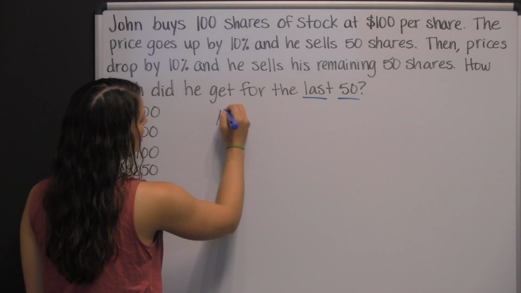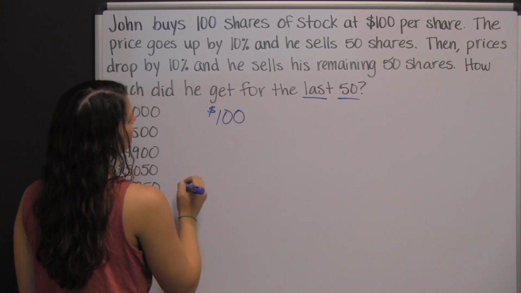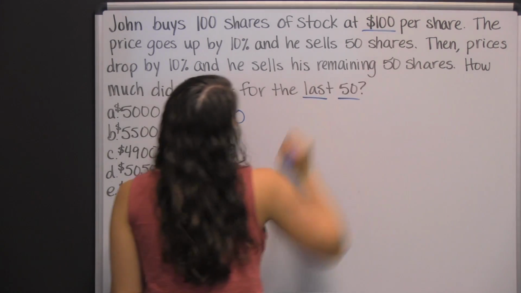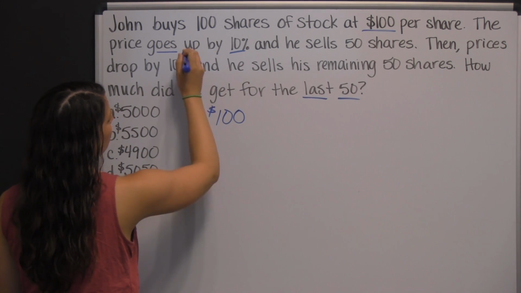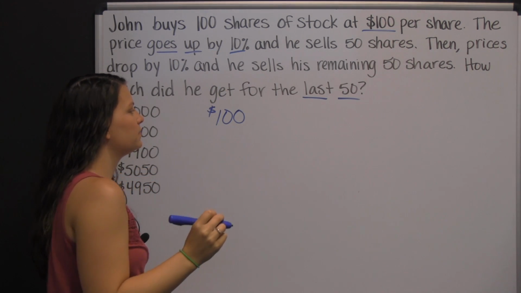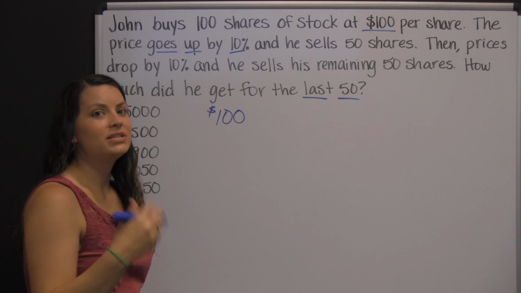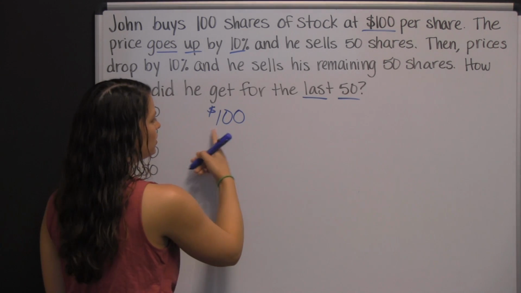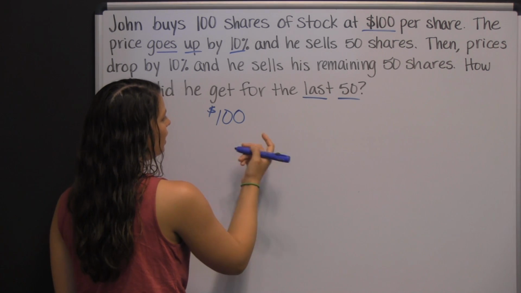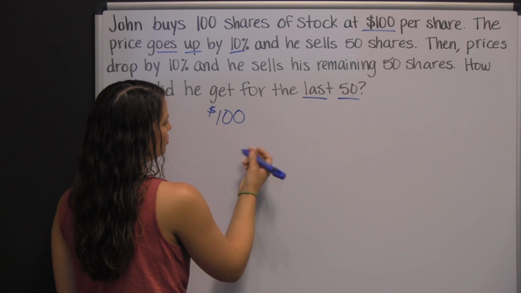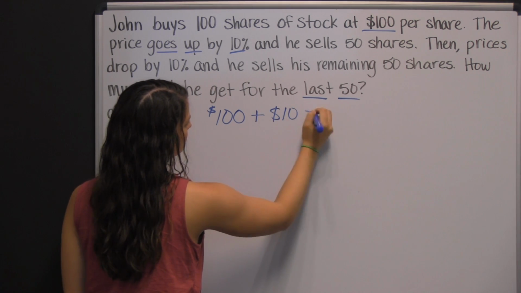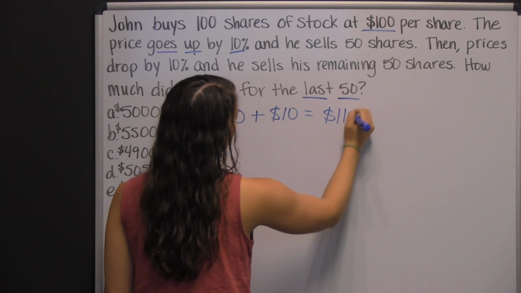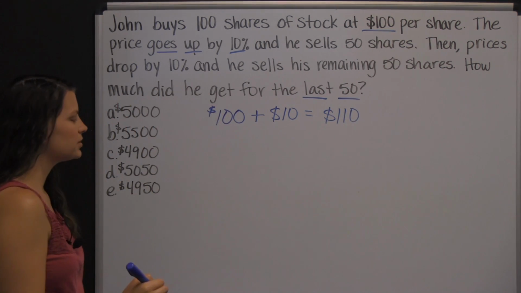So it started at $100 per share, which we see right there. Then it increased by 10%. It went up by 10%. So we're going to add 10% to this $100. And 10% of $100 is $10. So the new price after it went up was $110.